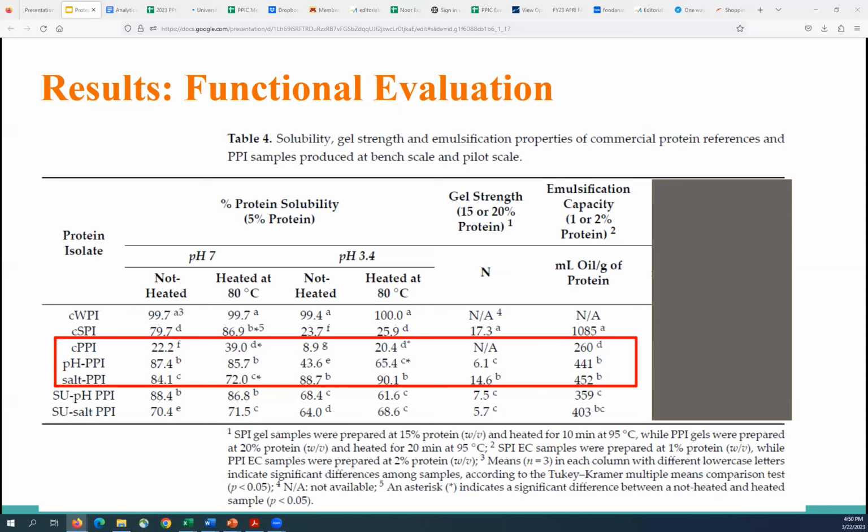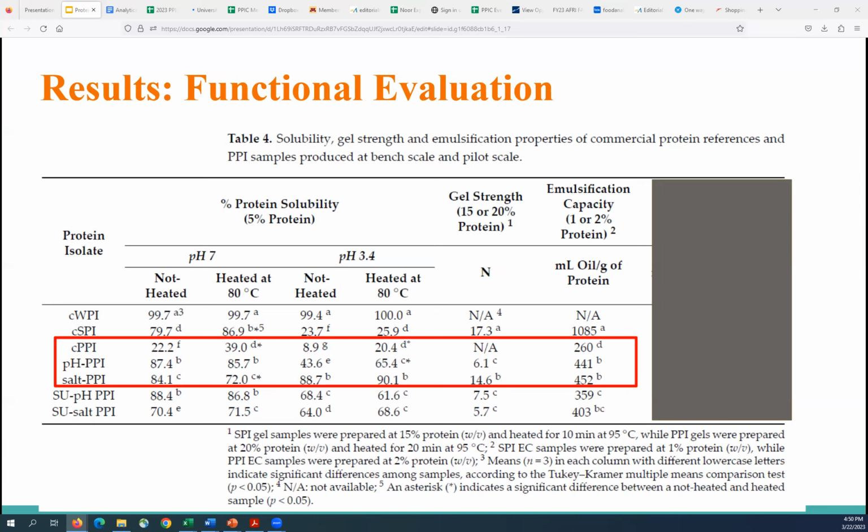So at pH 7, the pH isolate had better solubility compared to the salt extract. And the higher surface charge of that pH extract was probably what contributed to this. At pH 3.4, we can see that the salt extract had a higher solubility when heated and non-heated, and Hansen reasoned that this was due to the greater denaturation state of that pH extract.